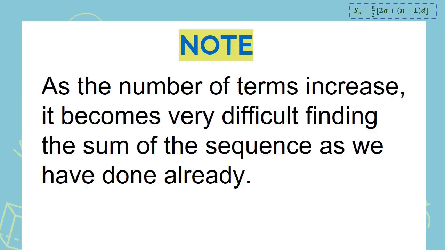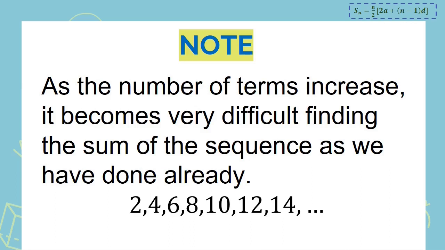Now let's take note that as the number of terms increase, it becomes very difficult finding the sum of the sequence as we have done already. For instance, if I have the sequence 2, 4, 6, 8, 10, 12, 14, and I want to find the sum of the first 6 terms, it means I would have to add 2 plus 4 plus 6 plus 8 plus 10 plus 12, because these are the first 6 terms. And this is what we mean by as the terms increase, it becomes very difficult to add them up to find the sum of the sequence.